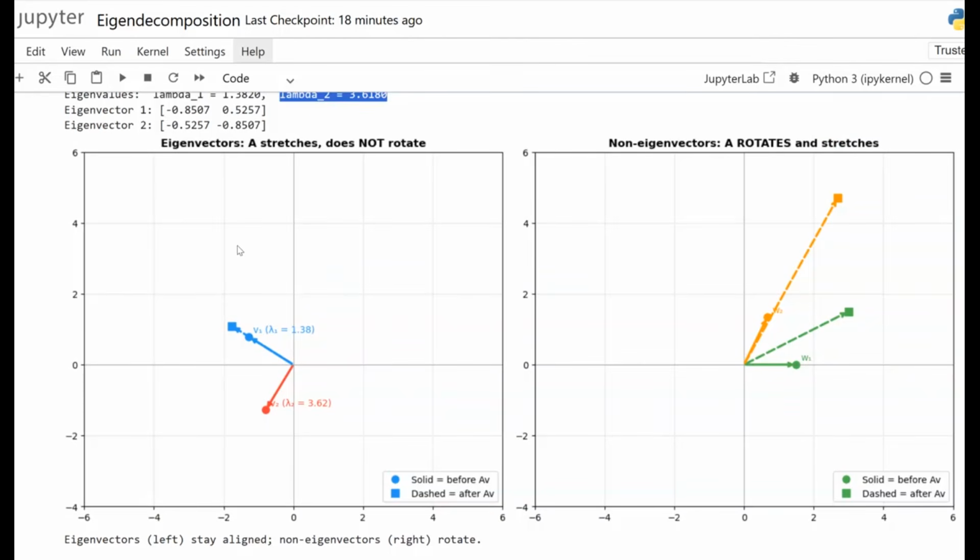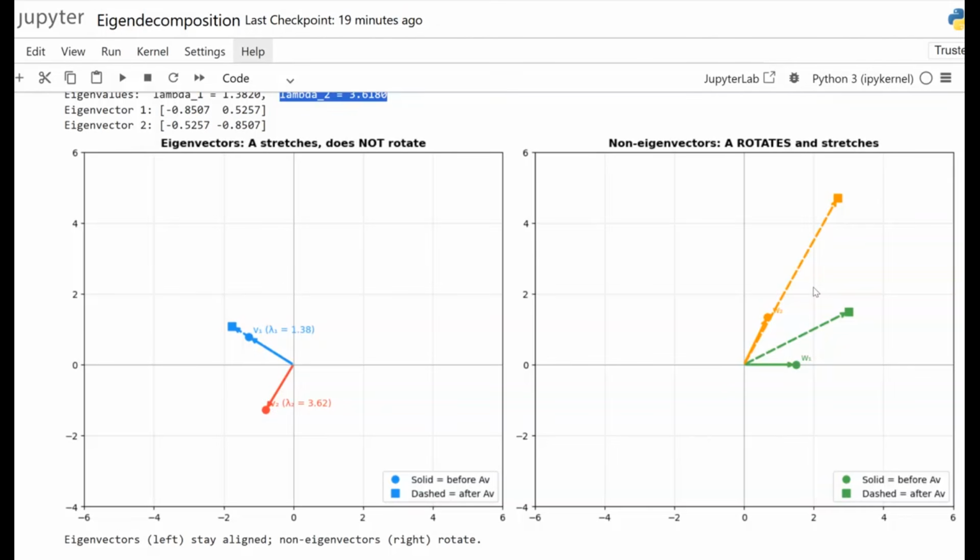And here towards the right panel, kindly just observe, it is for non-eigenvectors. So the solid arrows show two arbitrary, that is non-eigenvectors. After multiplication by A, the dashed arrows point in different directions than the originals. So the matrix both rotated and scaled these vectors. So this is typical behavior. Most vectors are not eigenvectors.